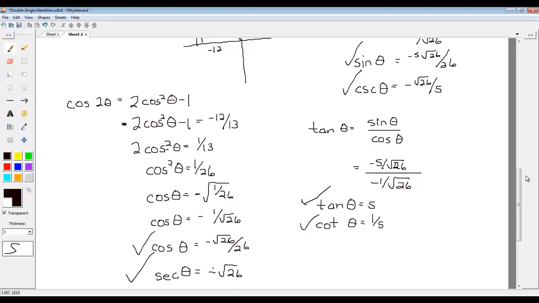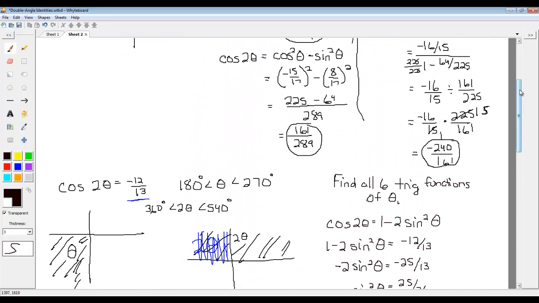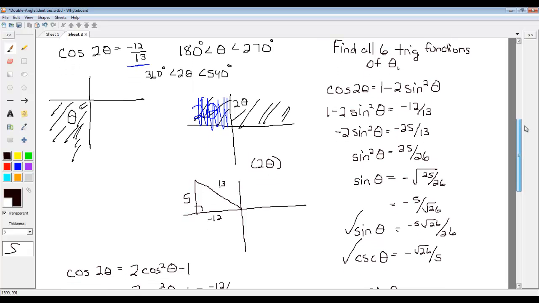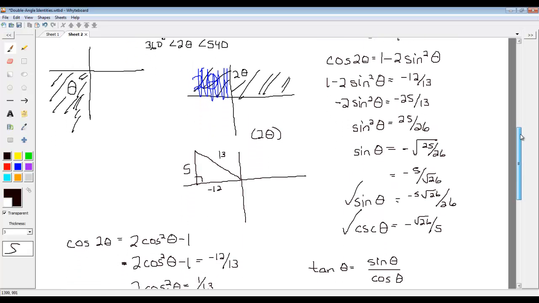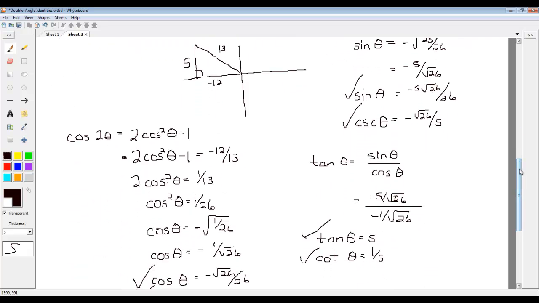Okay, so you're able to use a little bit of information here. Just the fact that cosine 2 theta is negative 12/13, and basically the quadrants narrow down from theta being between 180 and 270. You're able to look at all that information and narrow down where your theta has to be located, what quadrant, and then go through and use your identities to solve for all 6 trig functions.